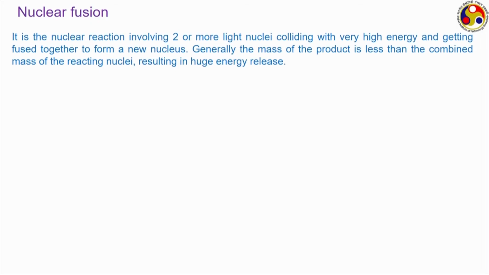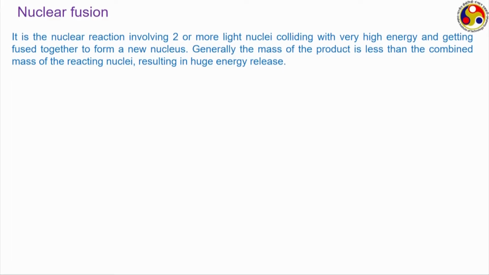So, coming back to fusion, you already know that two or more lighter nuclei are combined, colliding with each other with very high energy, and thereby getting fused together to form a heavier nucleus. Sometimes maybe one heavy nucleus and some other light components like a proton or neutron. Generally, the mass of the product is found to be lesser than the combined mass of the initial reactant nuclei, thereby providing the mass defect, which is the source of the energy that we can get during a fusion reaction.